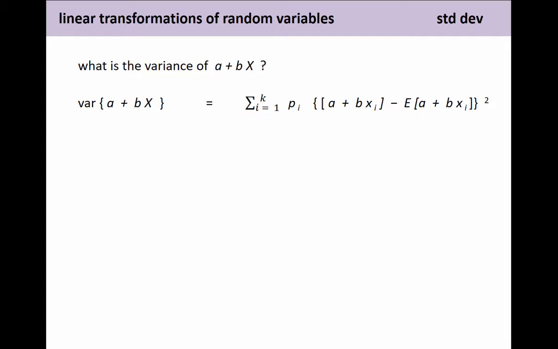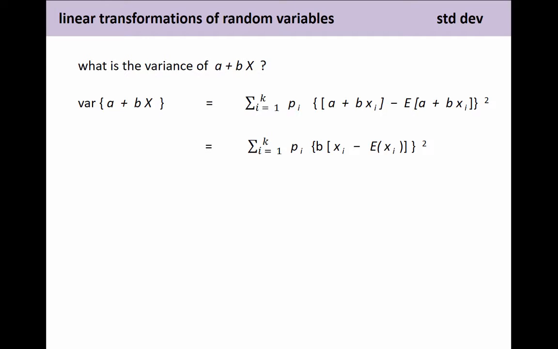The variance of any random variable is a probability weighted sum of the values of the random variable minus the mean, and then that difference is squared and we weight by the probabilities. So again, we're going to use algebra on the summation and see how we can simplify it.